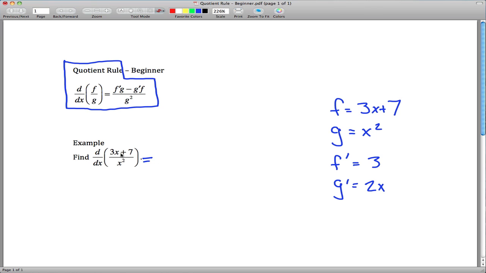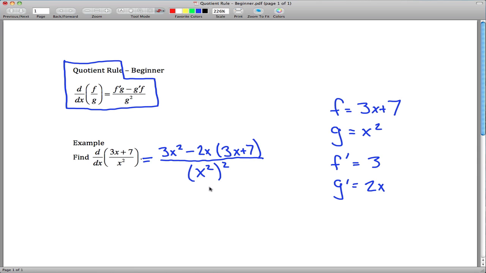The derivative of 3x plus 7 over x squared is, according to our formula here, f prime, 3, times g, x squared, minus g prime, 2x, times f, 3x plus 7. And that whole thing divided by g squared. G is x squared, so we have x squared squared. So this is the derivative.